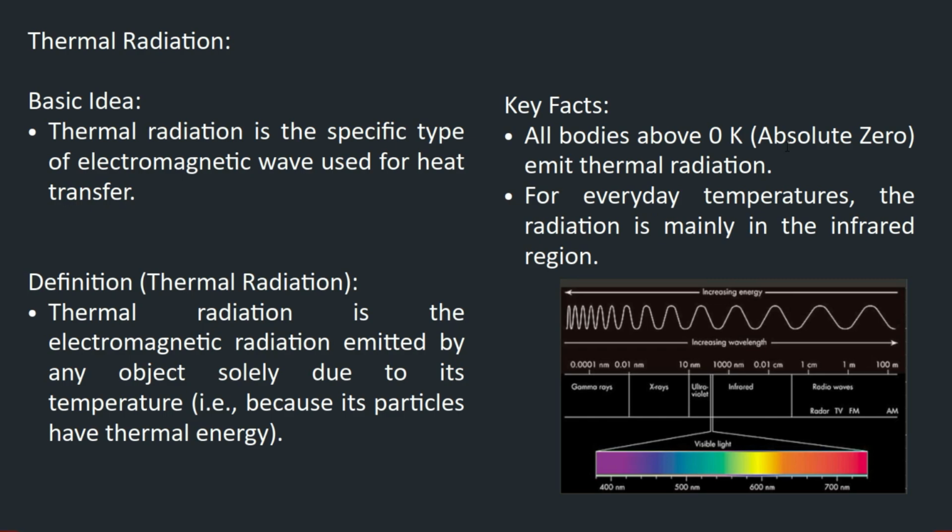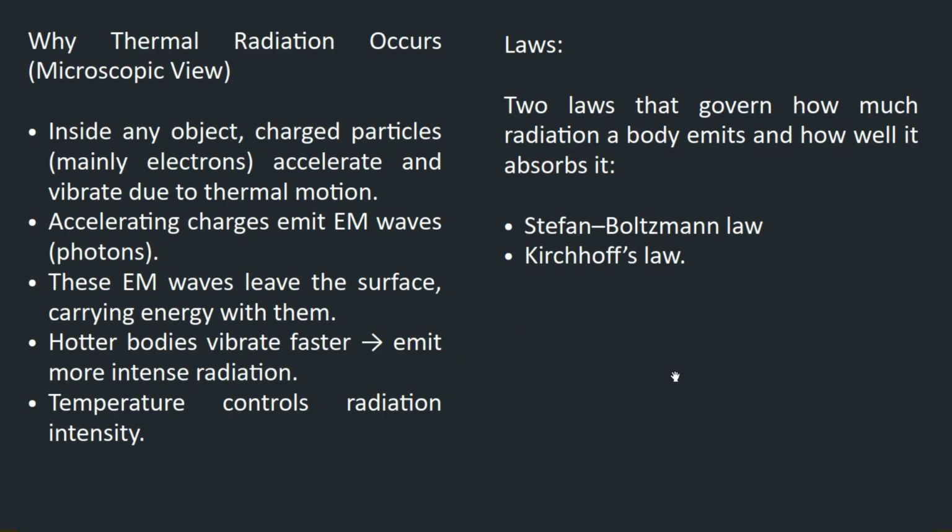That's a fact. Even now I can't accept it. You're talking about temperatures which we can't imagine. None of us would have seen this temperature. Maybe a handful of scientists would have seen this. We're talking about such temperatures, and even there you have thermal radiation. That's a wow factor. For everyday temperatures, the radiation is mainly in the infrared region. So infrared comes over here: gamma, X-ray, UV, visible light, infrared, radio waves, and so on. We'll be learning this sequence and memorizing it next semester.